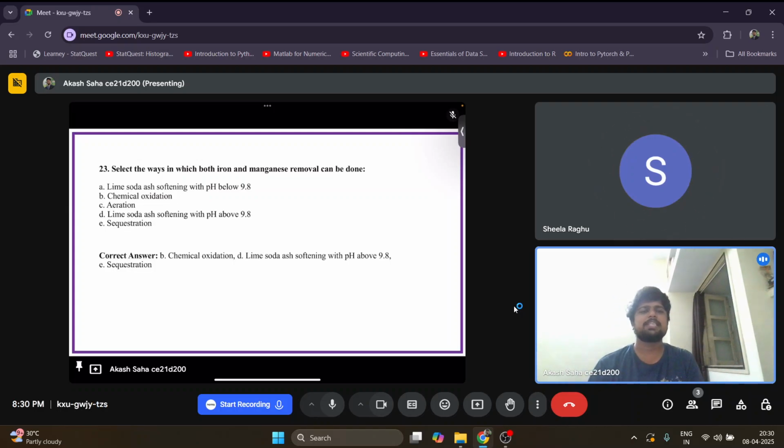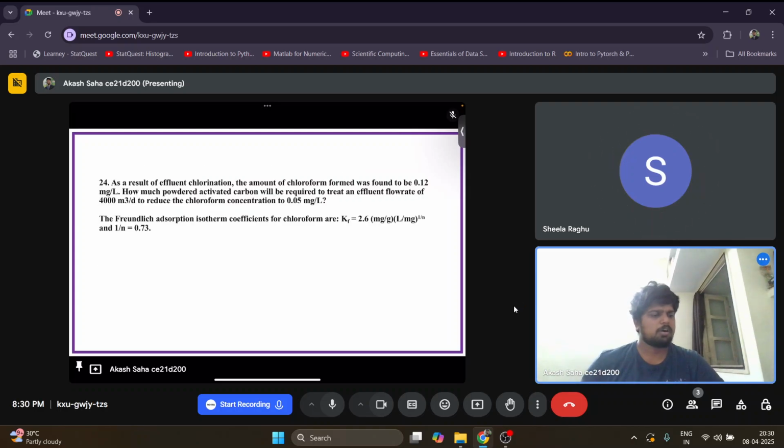And then the last one is sequestration. In sequestration, we add some polyphosphate molecules and the iron and manganese get attached to them. So it can be removed by sequestration. So these are the three methods. I think that's all.